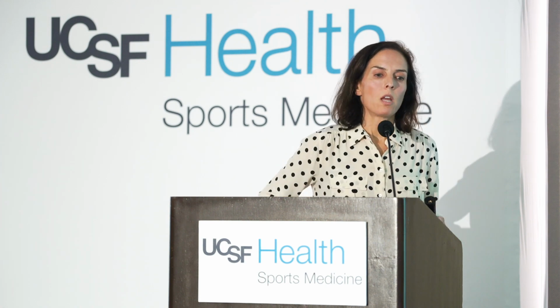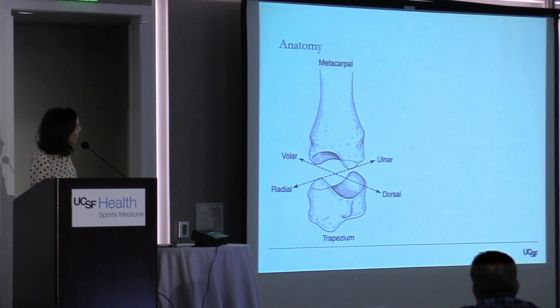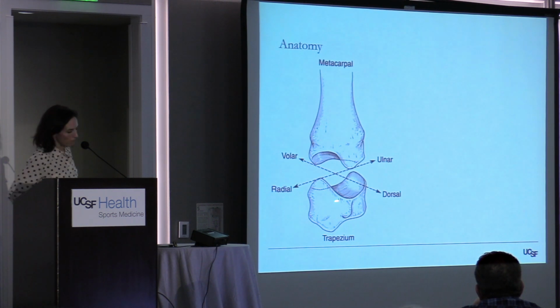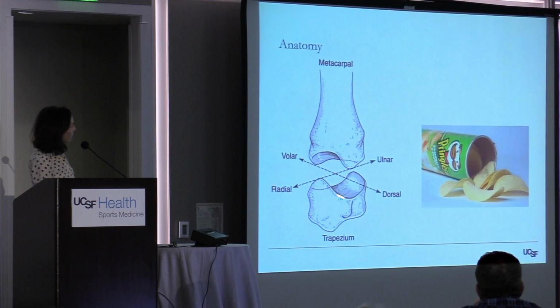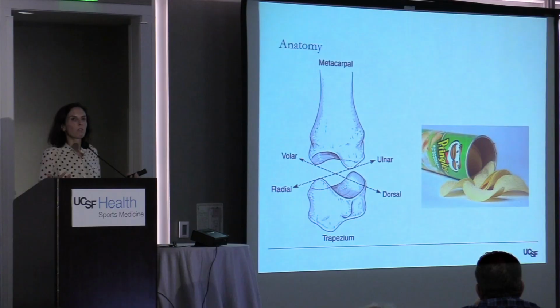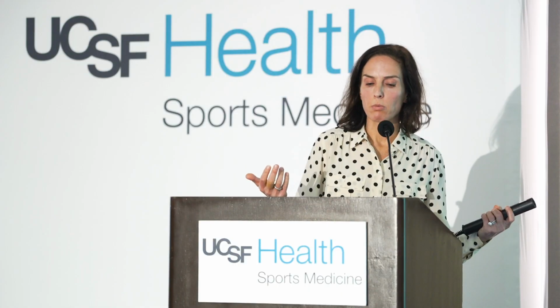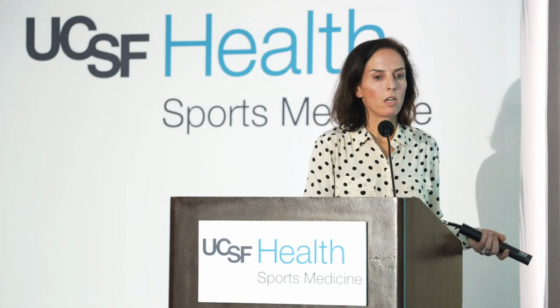But the anatomy here, if you look at the metacarpal base and the trapezium, it looks like 2 upside down Pringles. I just gave you a nice picture for reference, right? Like there are 2 potato chips that look like this. Anytime you have a lot of motion in a joint, it predisposes you to potentially developing arthritis.